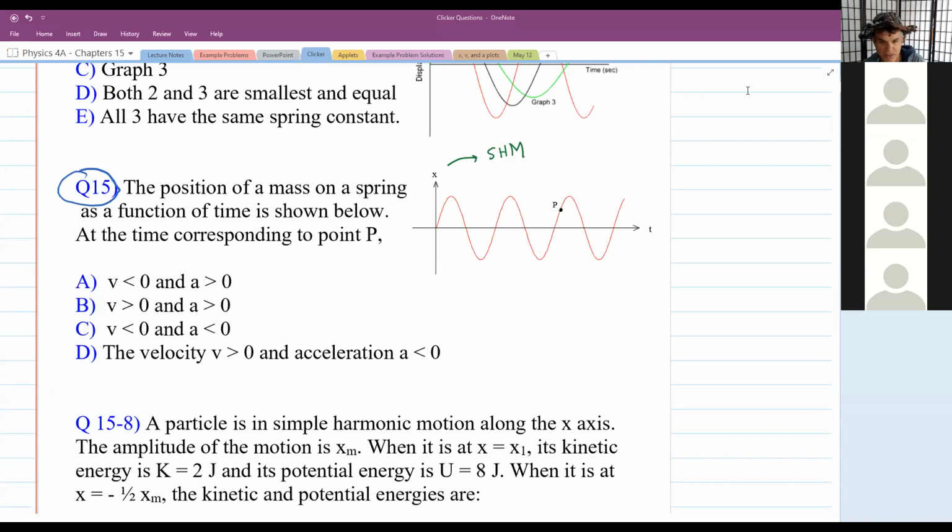Ooh, we got a bunch of people saying D. A few people saying B. Give it another 15 seconds for people to respond if they want. What is the sign of the velocity? What is the sign of the acceleration?